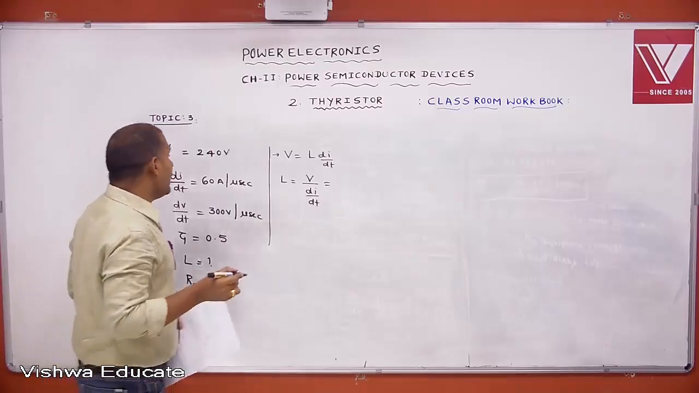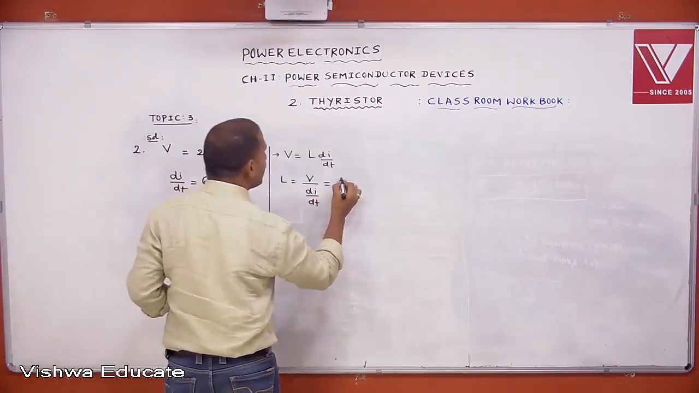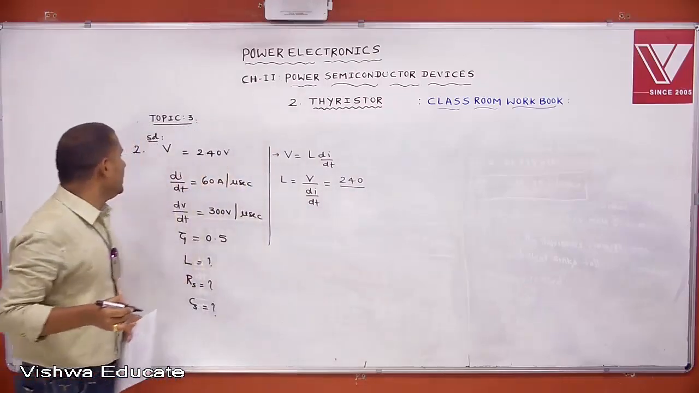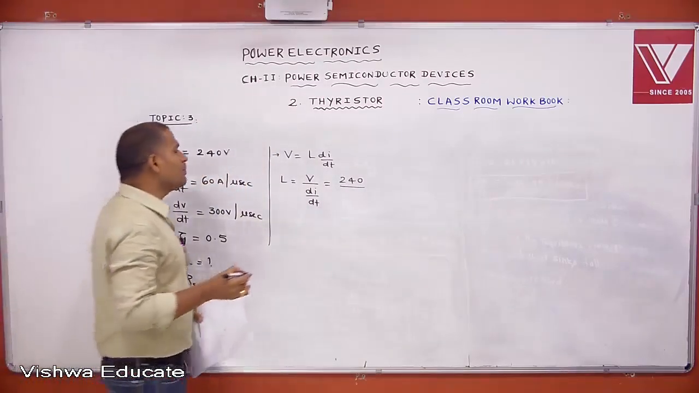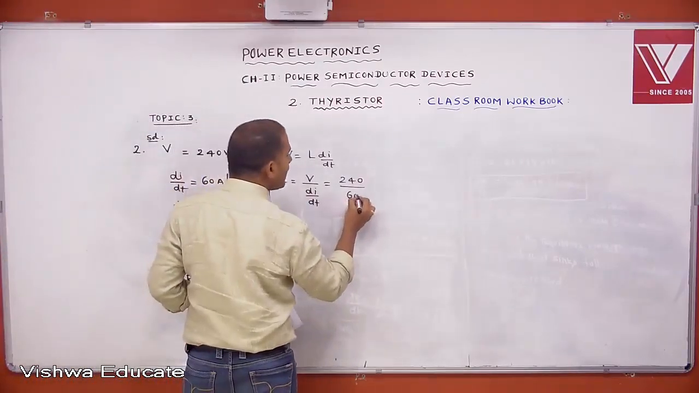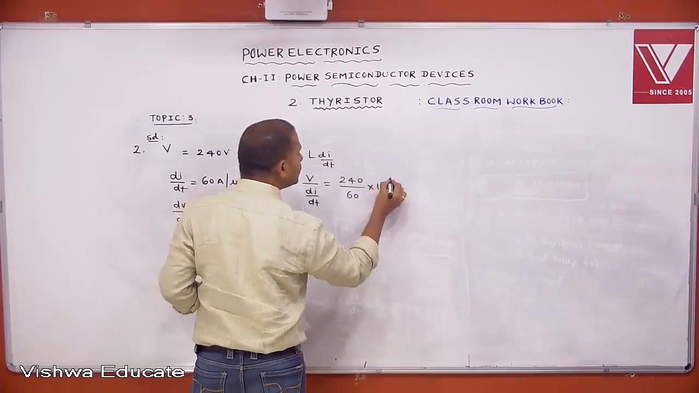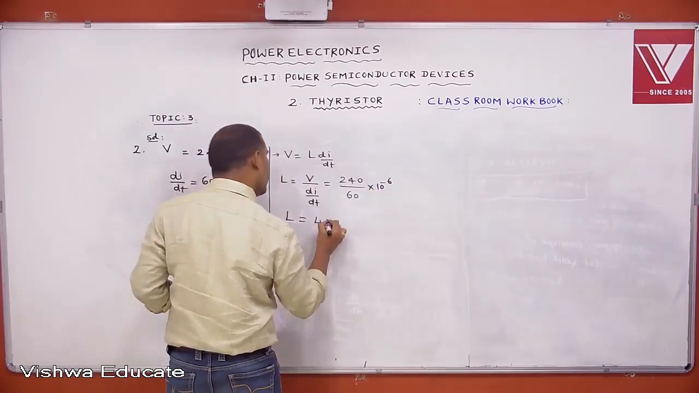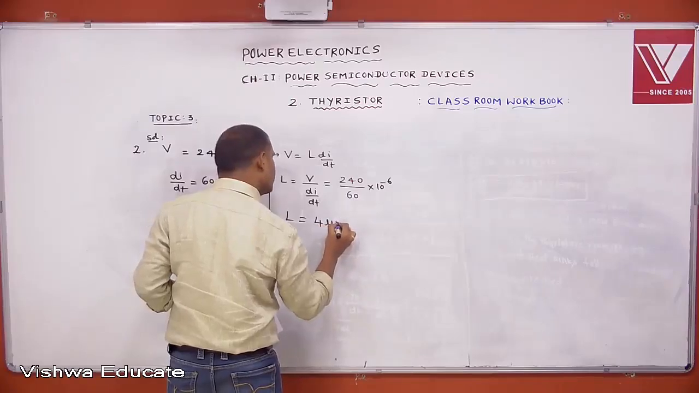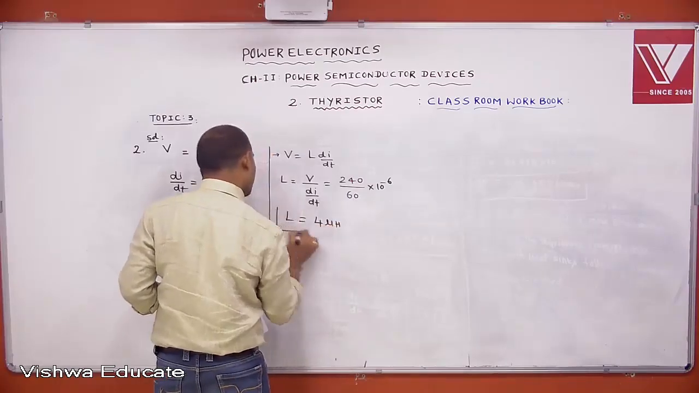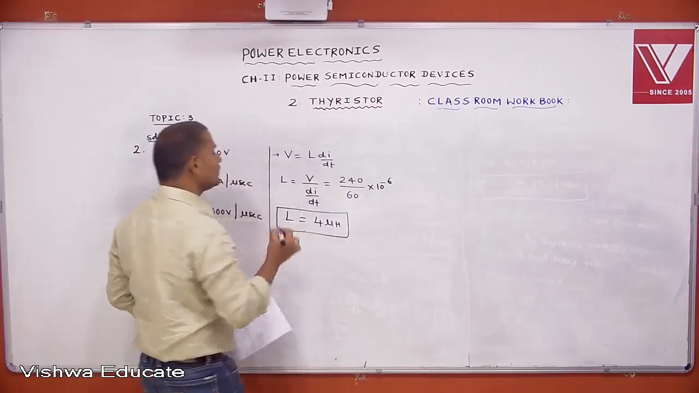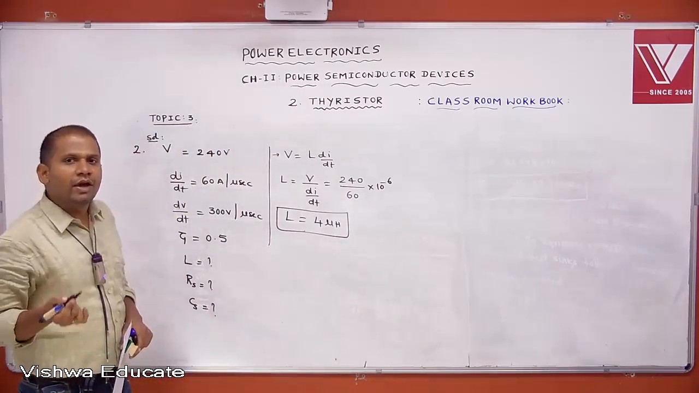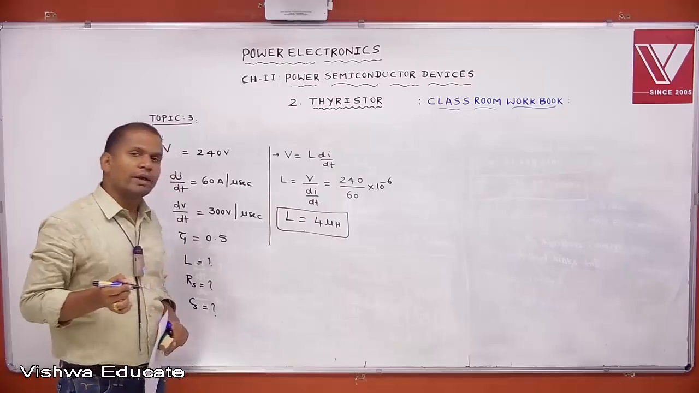What is V? It is given 240 volts. 240 by di by dt, which is given as 60 amperes per microsecond, 10 to the power of minus 6. Then the value of inductance L is equal to 4 microhenry. This is the first one. L equal to 4 microhenry.